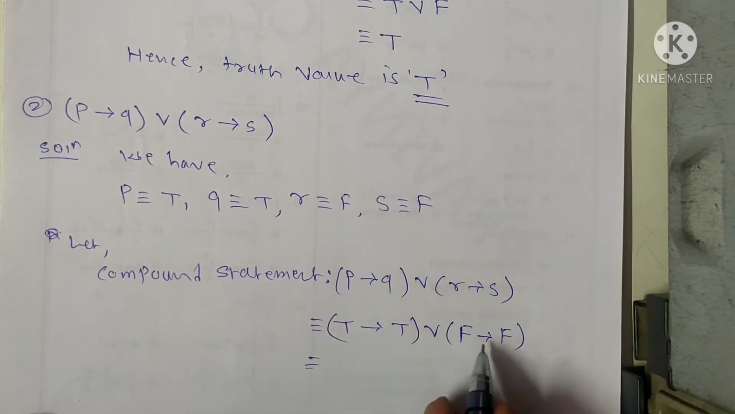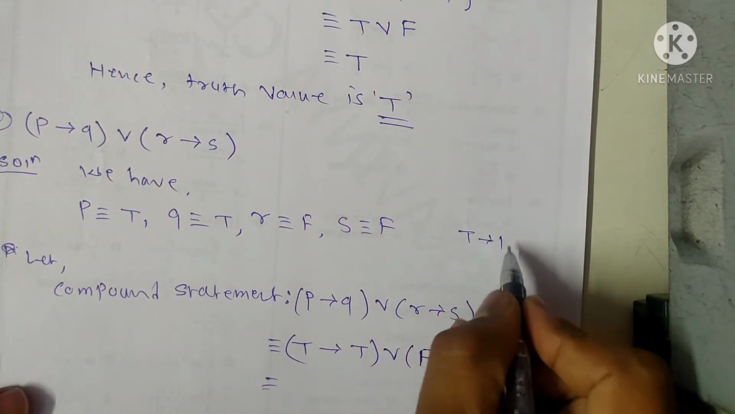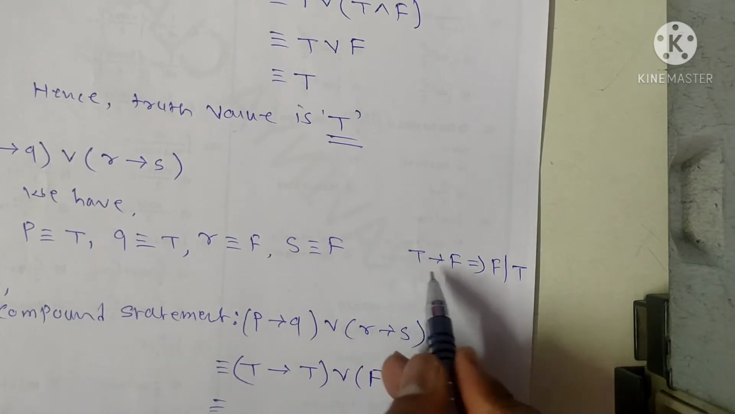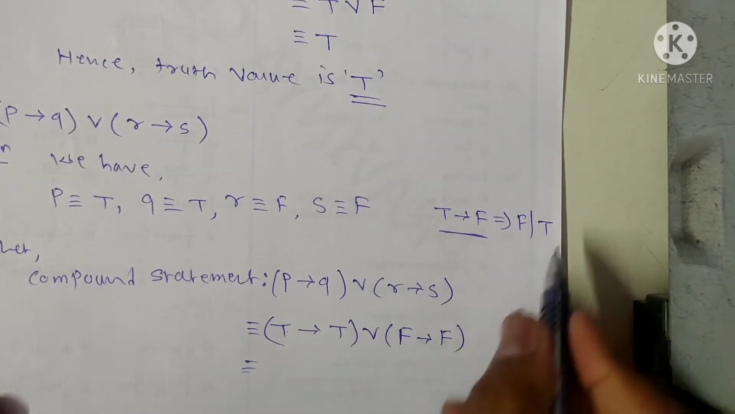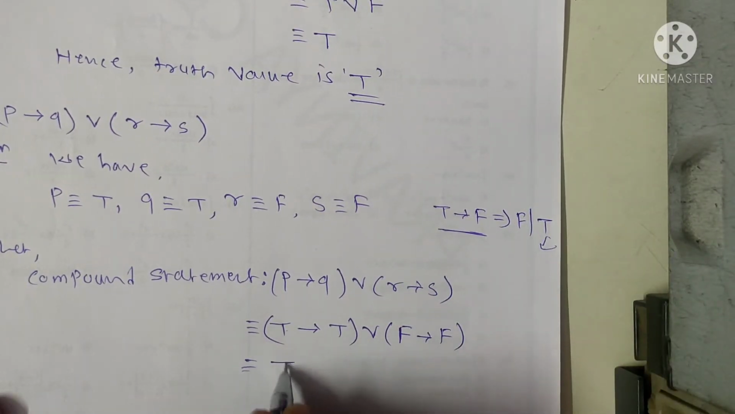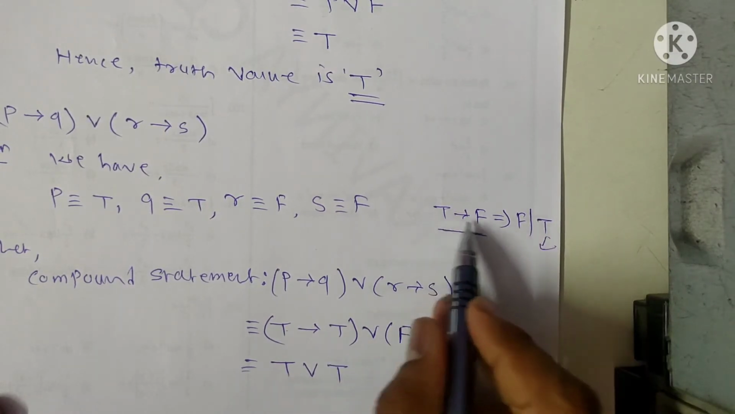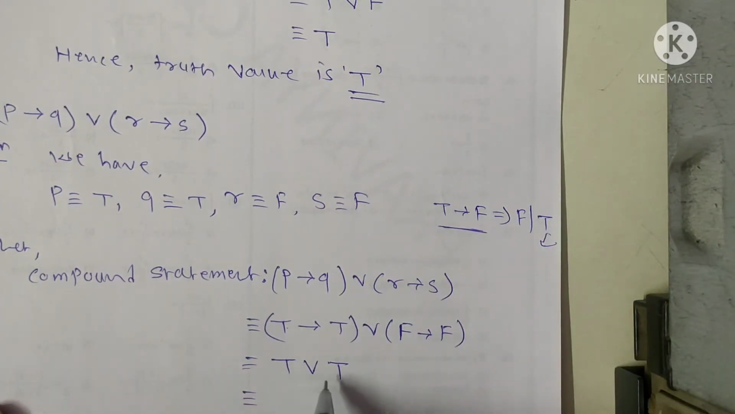Now first we solve this bracket and this bracket. We know the logic of then. What is the logic of then? T then F implies F, otherwise T. If it is T then F, then we write F, otherwise T. Is it T then F? No, it is T then T, therefore we write otherwise, means T. Or F then F, it is also T, because T then F is only F, otherwise T. Now logically equivalent, T or T. Now we know the logic of or: F or F is F, otherwise T, means this is in otherwise, so write T.